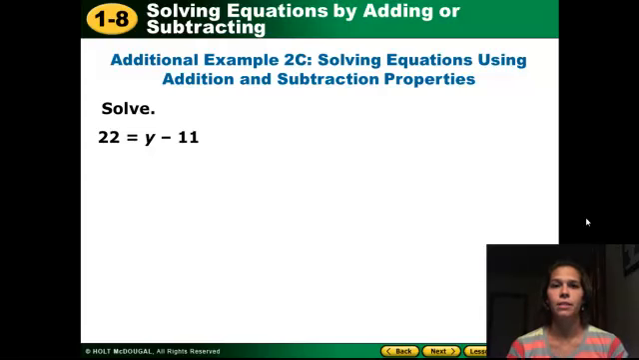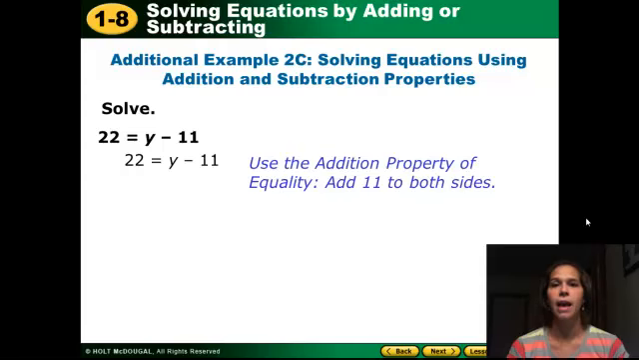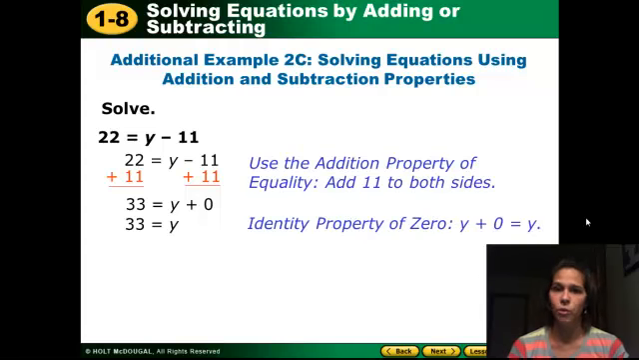Another example of this. This may not be on your notes worksheet. 22 equals y minus 11. Since subtraction is being used, I'm going to use my additive property of equality and add 11 to both sides. Notice how I continue to just line up my constant terms. My variable is left alone. So my negative 11 and positive 11 cancel out, and 22 plus 11 is 33. Again, 0 property, so y equals 33.